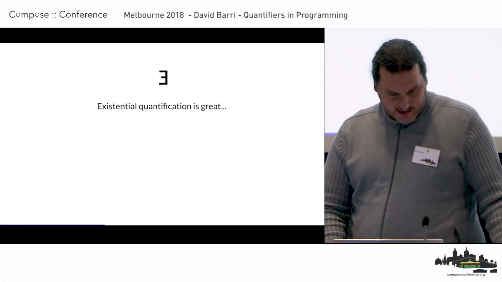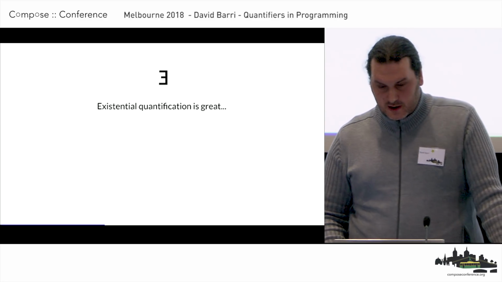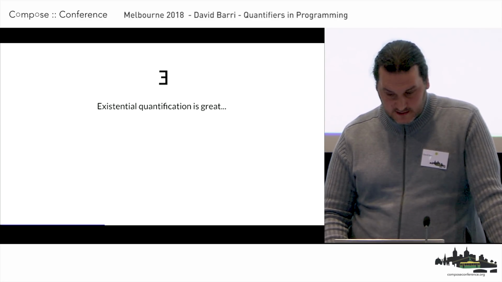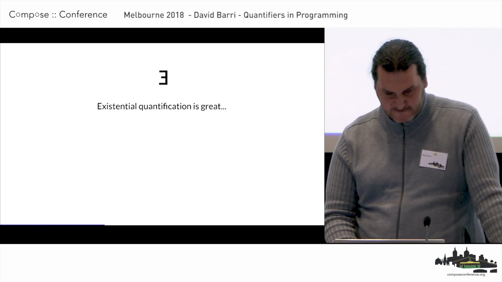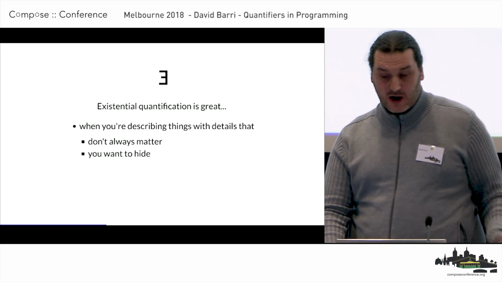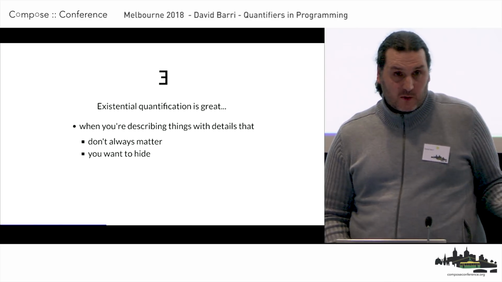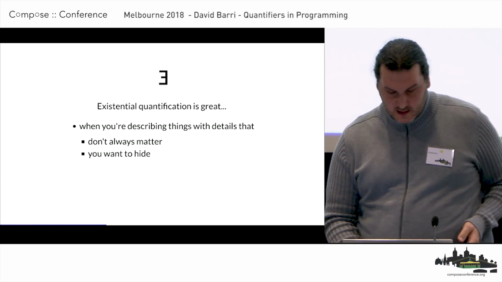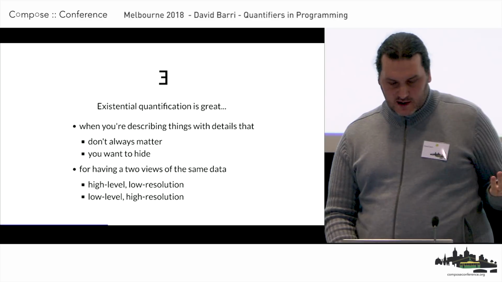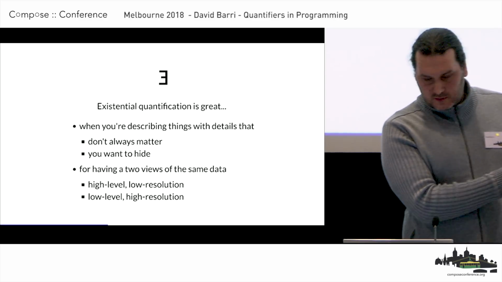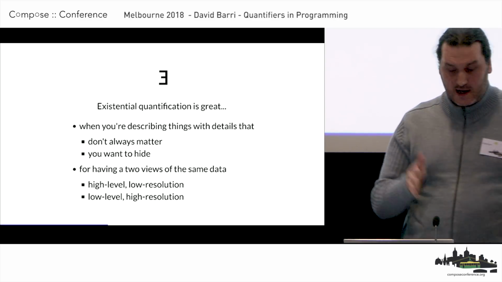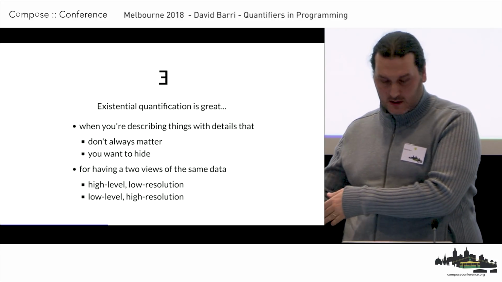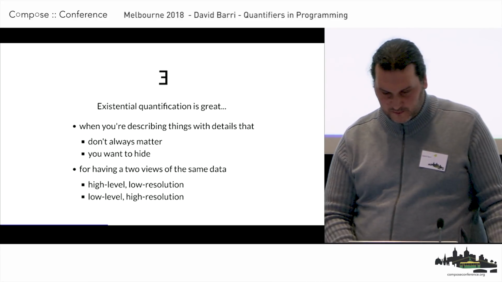Existential quantification is a bit more underrated. So it's actually really great for certain use cases. It's great when you're describing things that have details that don't always matter or you want to hide them. It's also great for when you have data such that you want to have a high level, low resolution view sometimes, and then at other times you want to have a low level, high resolution view.